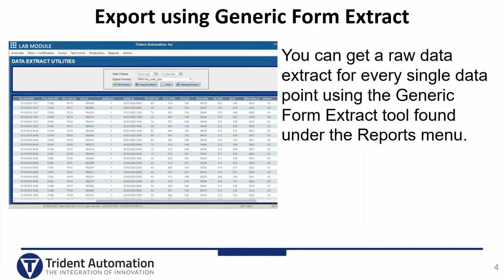The third alternate form within the Trident Workbench for extracting data can be found under the Lab module. If you go into the Lab system and choose Reports, underneath there you're going to find a menu choice for Generic Form Extract. This particular screen allows you to extract every single form piece of data that has been gathered within the system. So for example, under your cook form, if you wanted to extract all the core cook information, you would have the choice underneath the export process to export the core cook information. You can run that extract and that data would be available for you to export and analyze externally outside the system.